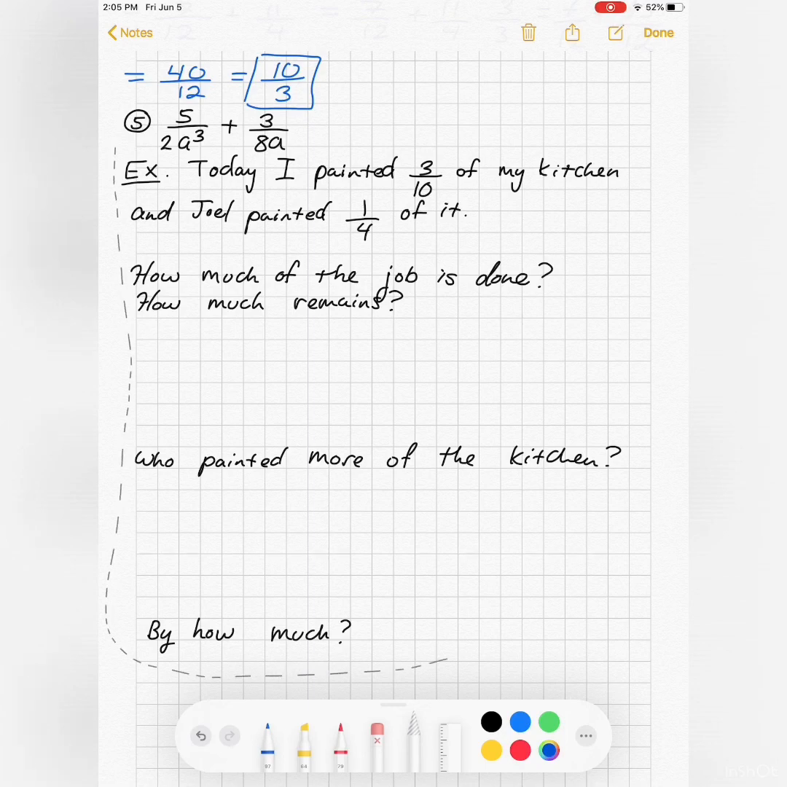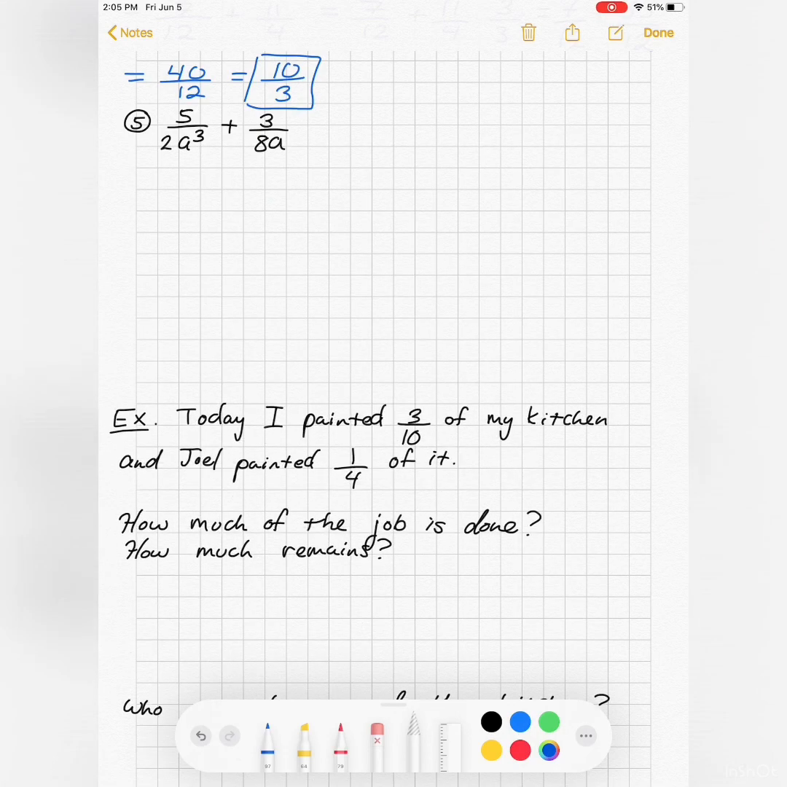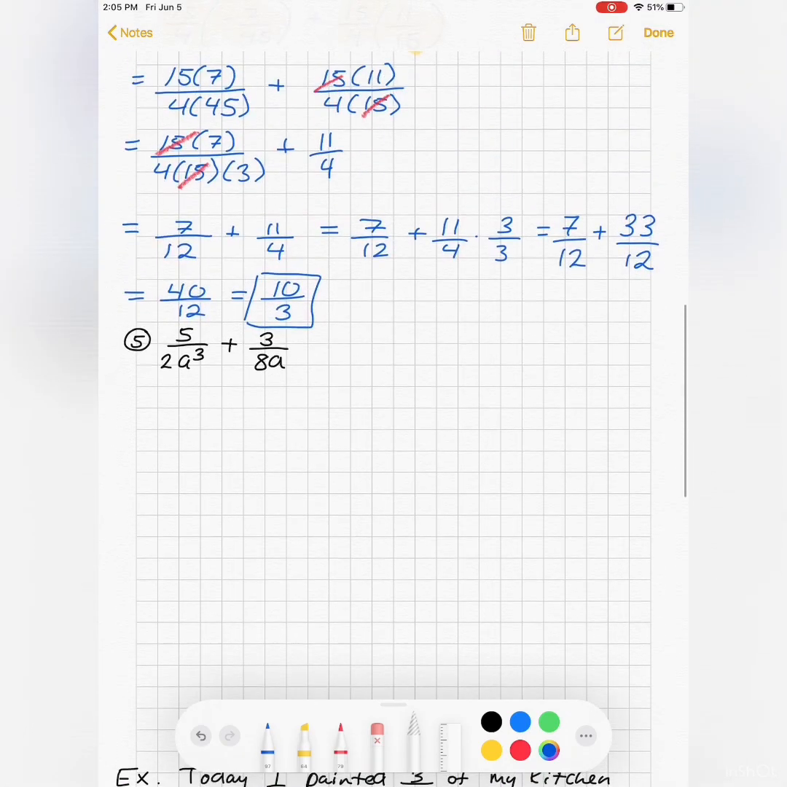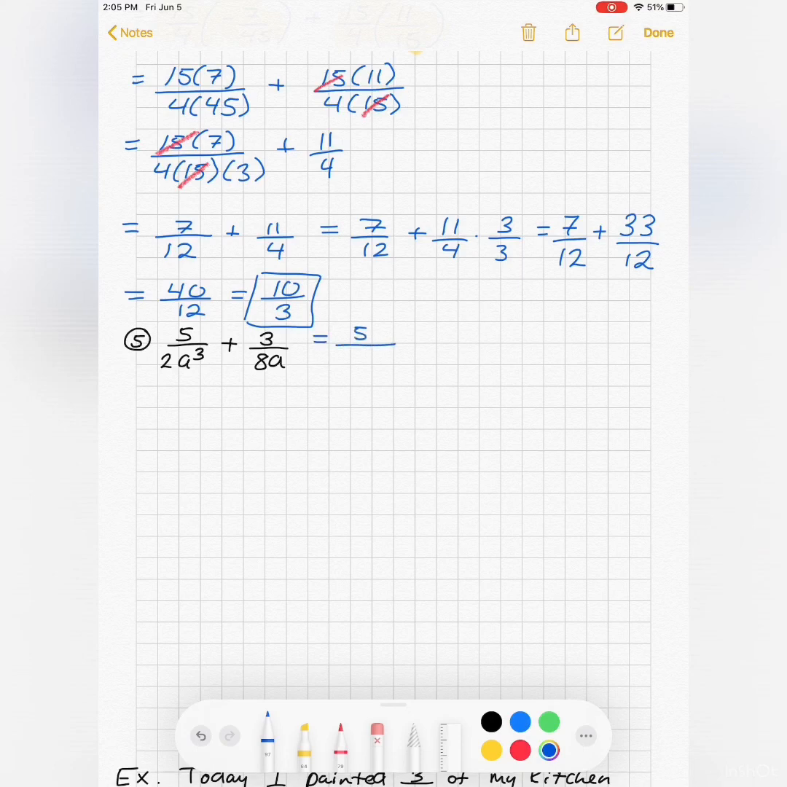And the last couple. Here's the last algebra one. Okay, so I have 5 over 2, and then what do I have? I have a times a times a. The second fraction, I have 8 times a. So you have to look and see what's missing. So like the first fraction, I'm going to need an 8. So I've only got a 2. So if I need an 8, I need a 4 and a 4, right?